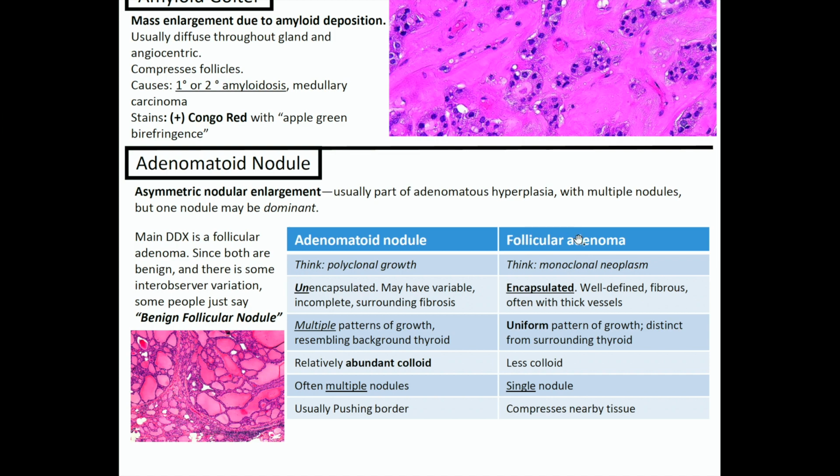Contrast that with follicular adenoma, where you're going to think about a monoclonal neoplasm. It's going to be encapsulated with well-defined, fibrous, and often with thick vessels. A uniform pattern of growth, typically, distinct from the surrounding thyroid, and there's going to be less colloid, a single nodule, and compresses the nearby tissue. So very similar entities with subtle differences. If there are multiple nodules, you're more thinking adenomatoid nodule if it's unencapsulated. If it's encapsulated, monotonous, uniform, monoclonal, single nodule, you think maybe follicular adenoma.